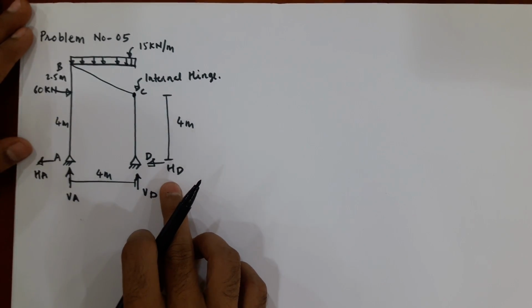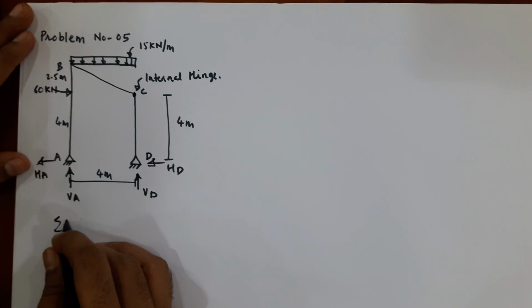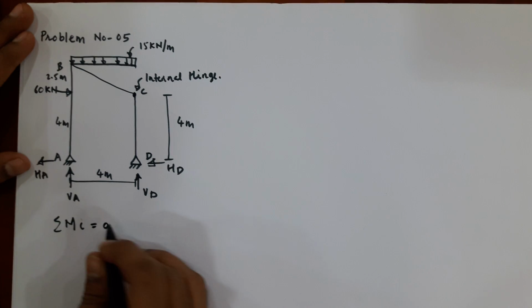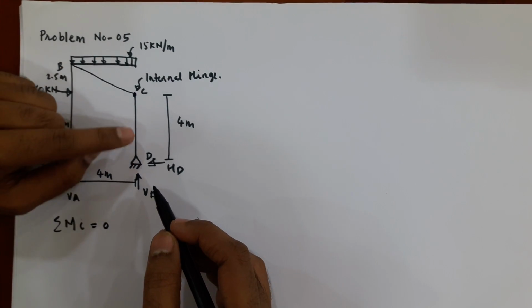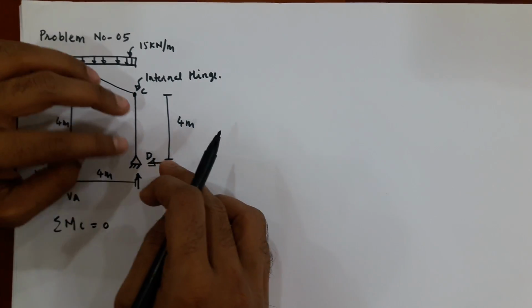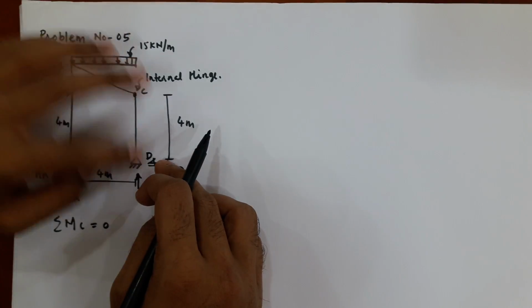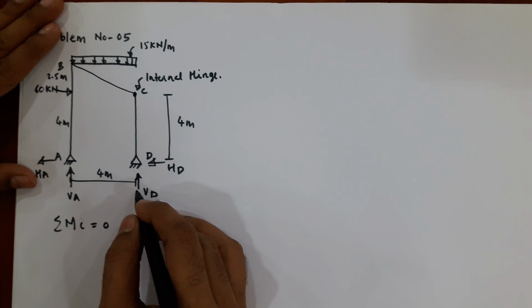To find HD, we have to take moment about point C equal to 0. Moment about point C is equal to 0, and we are following a direction left to right, D to C. If you are following a direction right to left, clockwise moment will be negative, anti-clockwise moment will be positive. So this will not come into the picture.